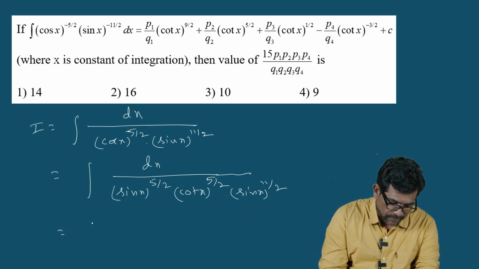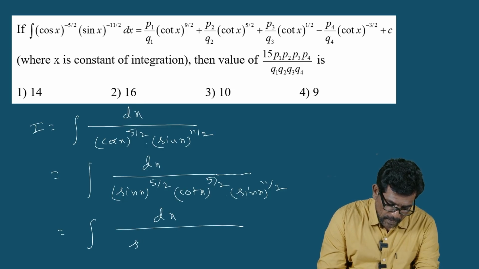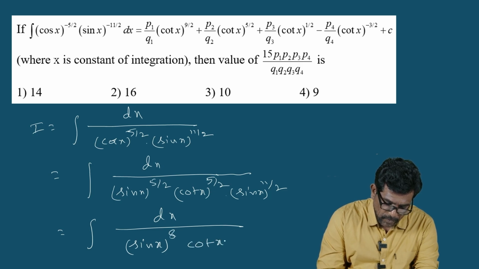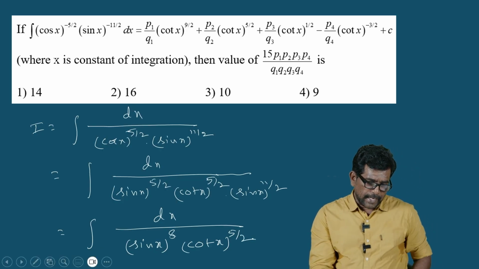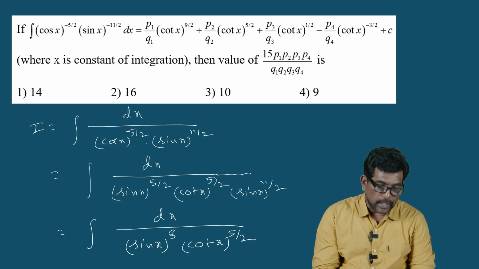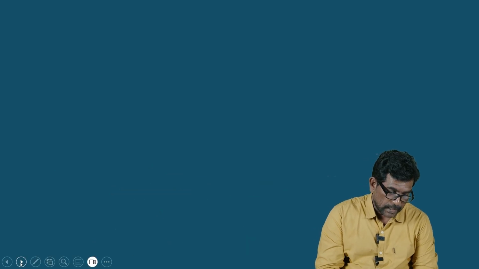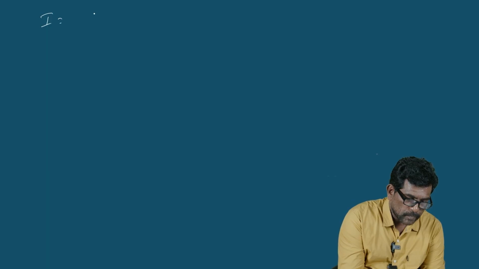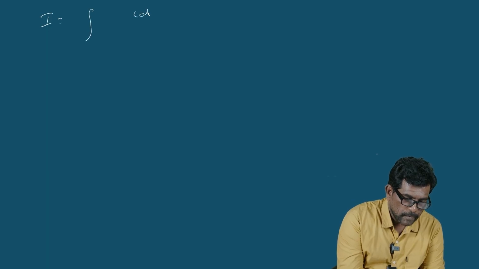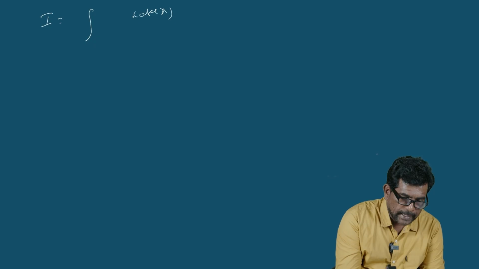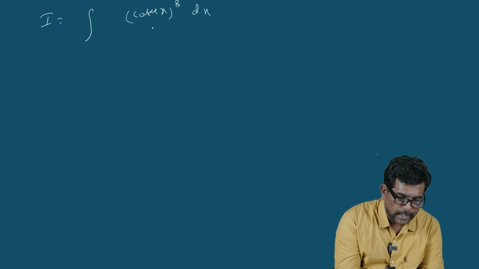That is, the given integral becomes dx upon (sin x)^8 into (cot x)^(5/2). Now, this (sin x)^8, I am taking into the numerator. That is, I is equal to integral cosecant x to the power of 8 dx upon (cot x)^(5/2).